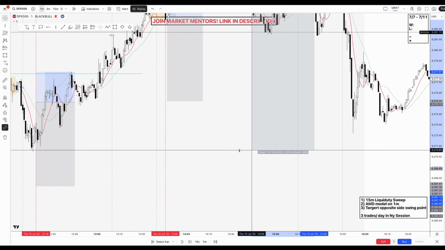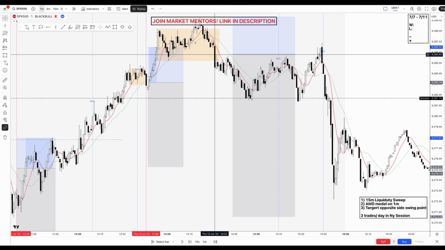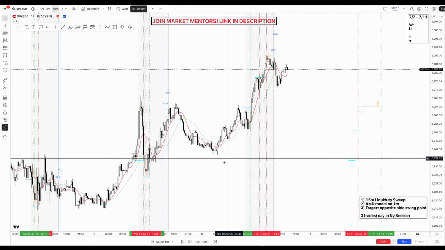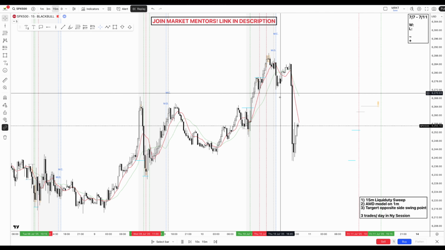Probably would have targeted down here, so a little over 4.3%. So yeah, that's all for Thursday. Still would have been a break-even day probably, because you did win the first trade.